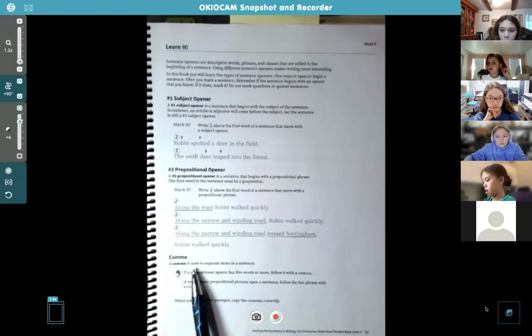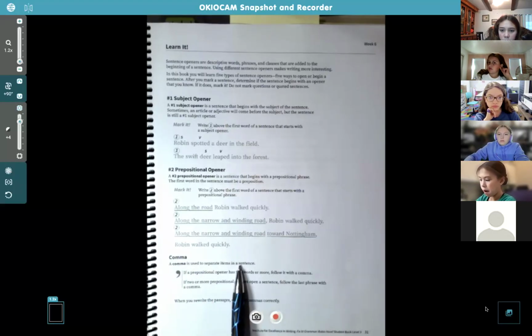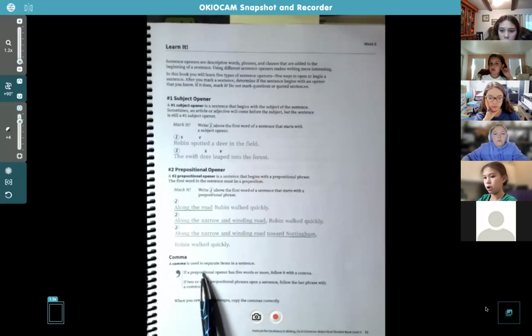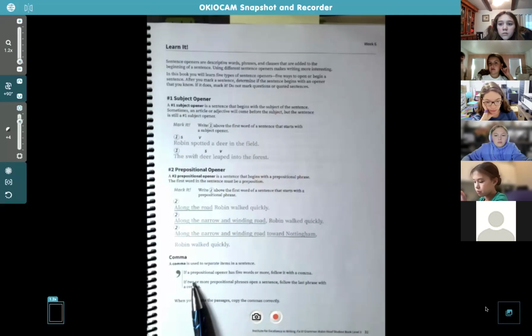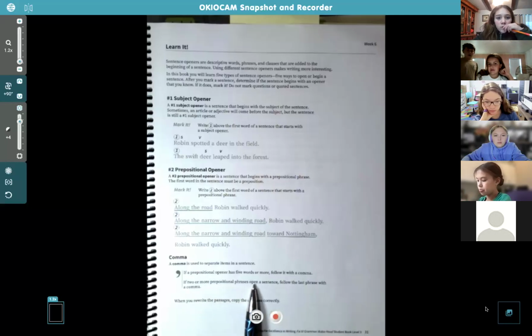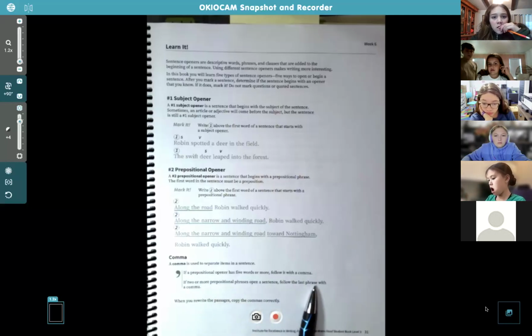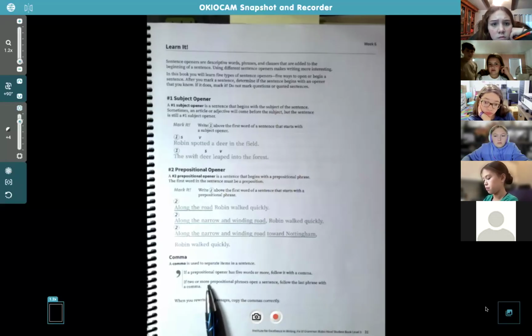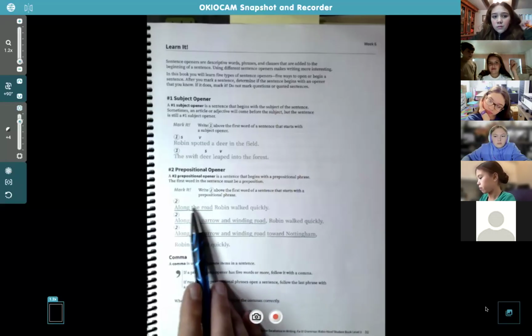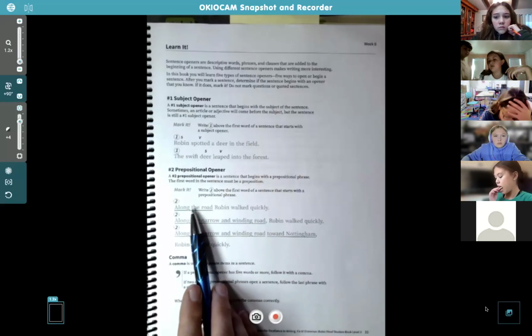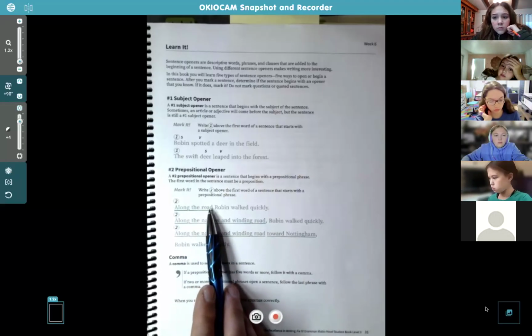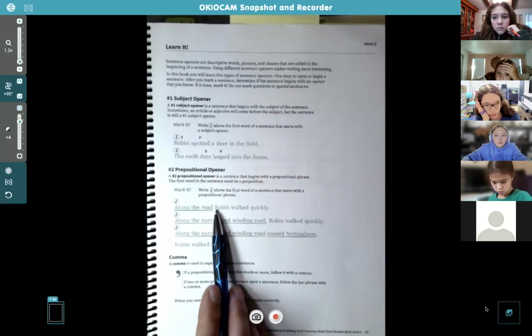There are some comma rules here. If a prepositional opener has 5 words or more, mark it with a comma. And if two or more prepositional phrases open a sentence, follow the last phrase with a comma. Other than that, you don't need a comma. So look back up here on this example. See how it says along the road? That's just 1, 2, 3 words. So we don't need a comma.